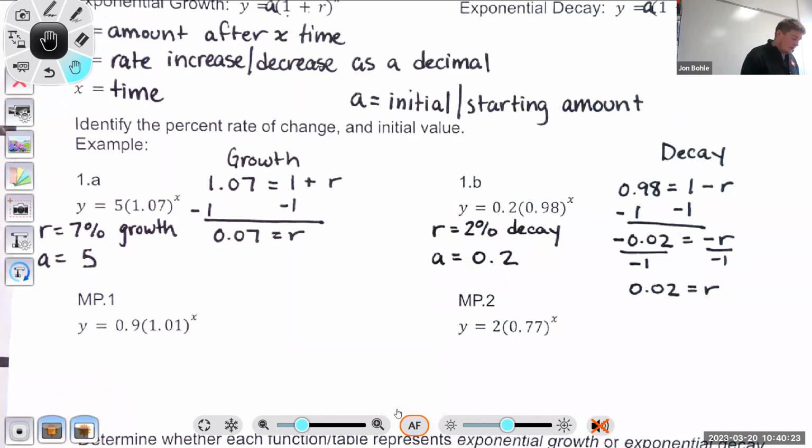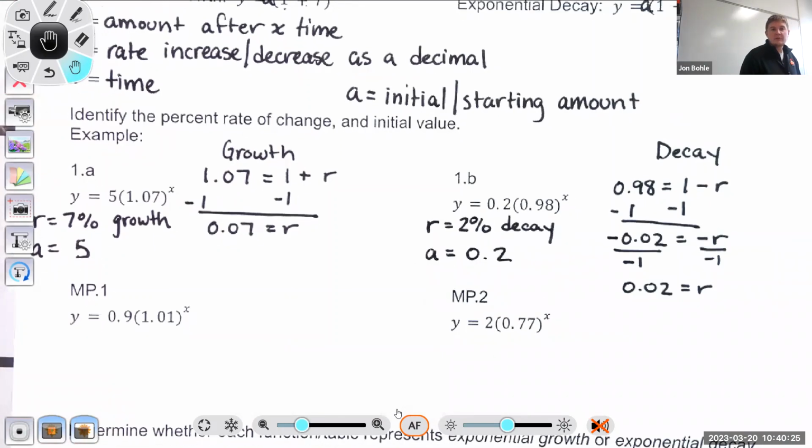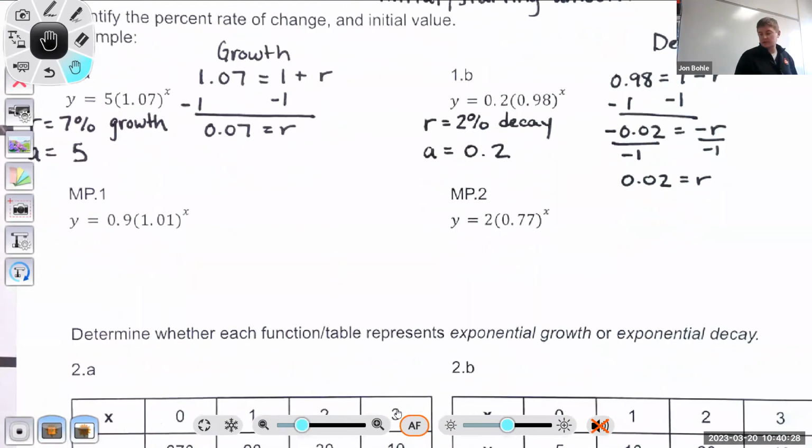All right, let's take a second. Try monitoring progress 1 and 2. We're going to try to get through the whole section today, so we're going to try to keep a healthy, steady pace here today.